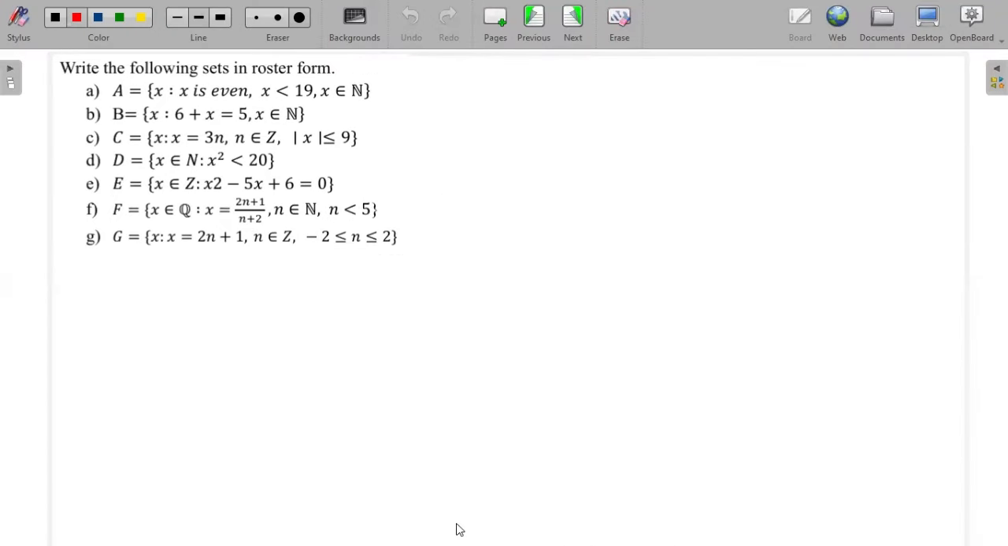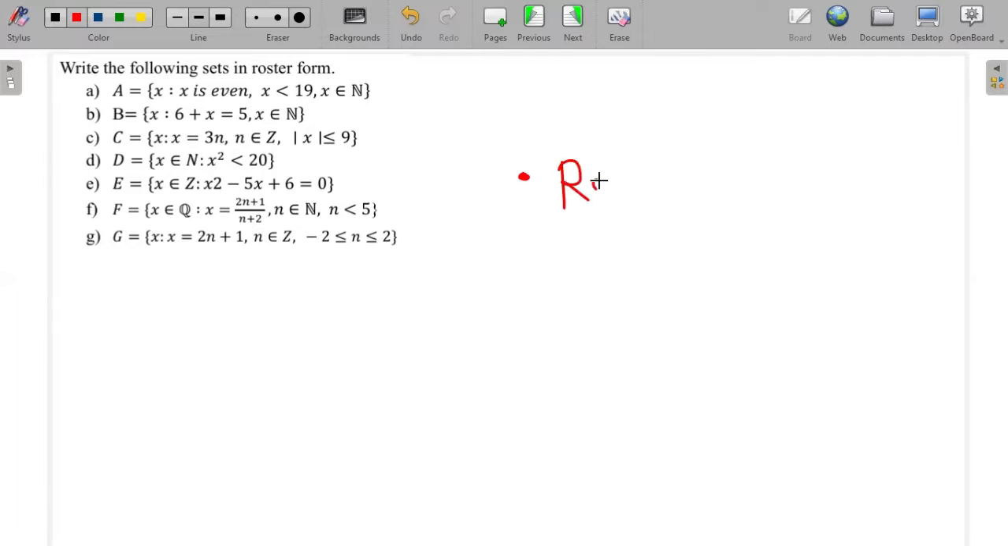The first question here is on roster form. You're given sets in set builder notation, and they want you to present them in roster form. There are two main ways in which we represent sets. Let me explain the important concept a bit, and then we can go on and actually solve the questions.